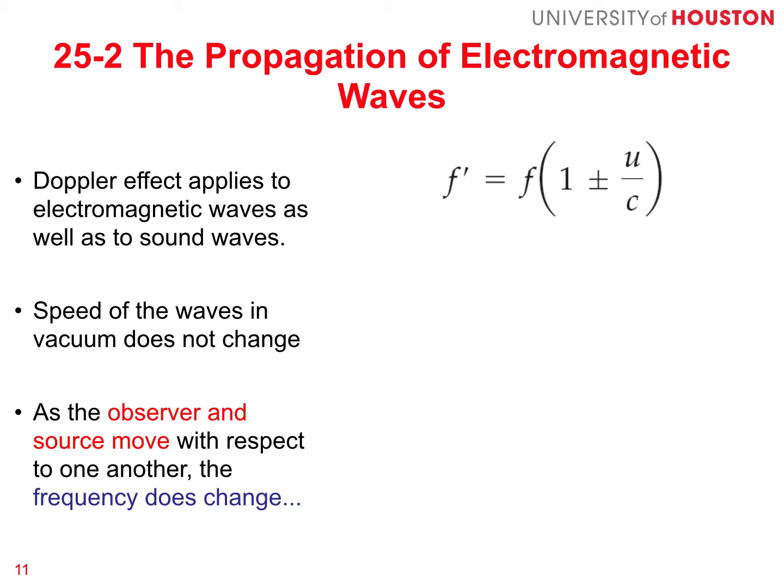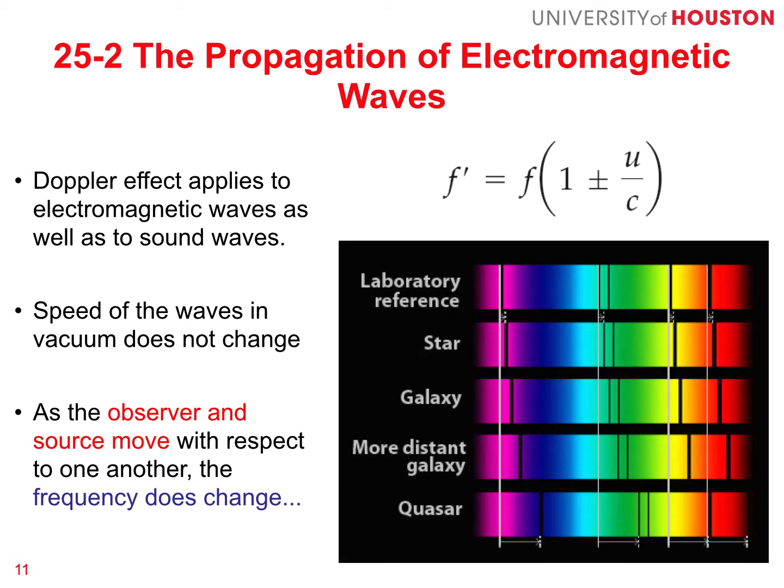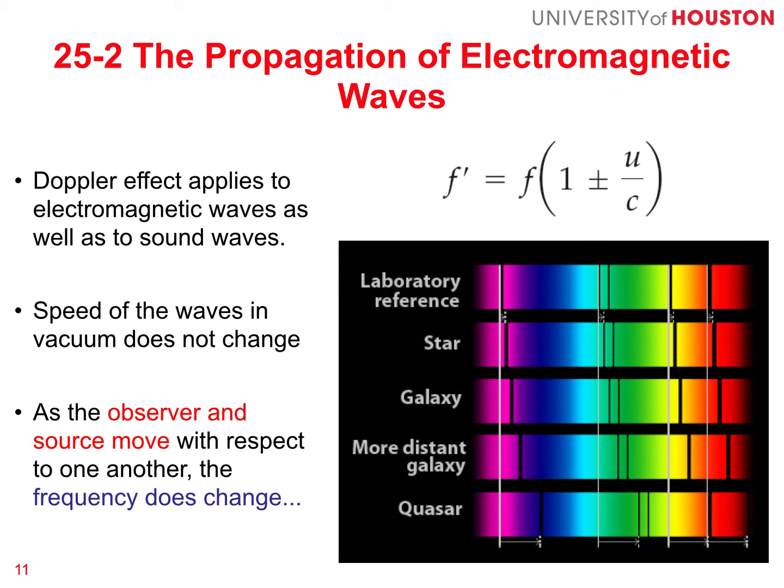When we look at objects in the sky, it turns out that all of these are moving away from us, and this means that the black lines in the electromagnetic spectrum that they emit are shifted. They are shifted to lower frequencies, which corresponds to the red colour, and we refer to this shift as the redshift.